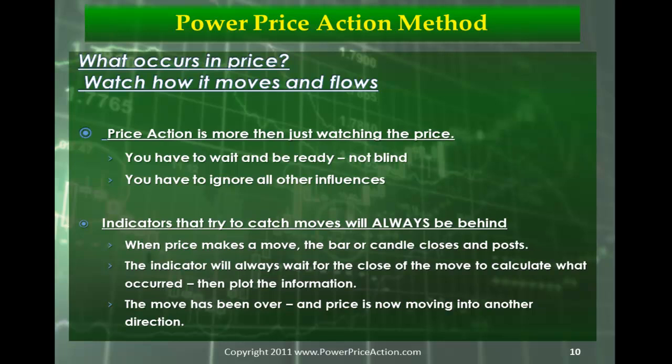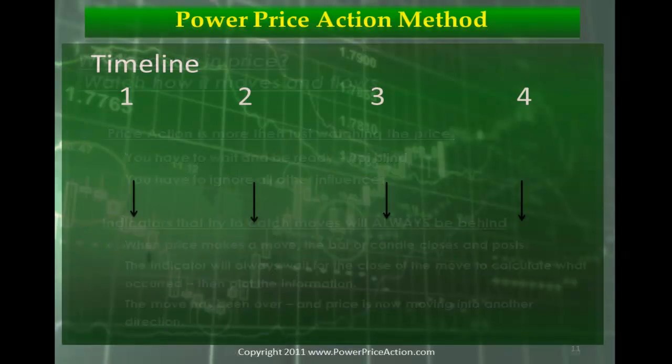Now, indicators that try to catch moves will always be behind. When price makes a move, the bar candle closes and posts. The indicator will always wait for the close of the move to calculate what occurred and then plot that information. But by that time, the move is over and price is now moving into another direction. So really, to clarify this, I put together a nice little slide that I want to show you.